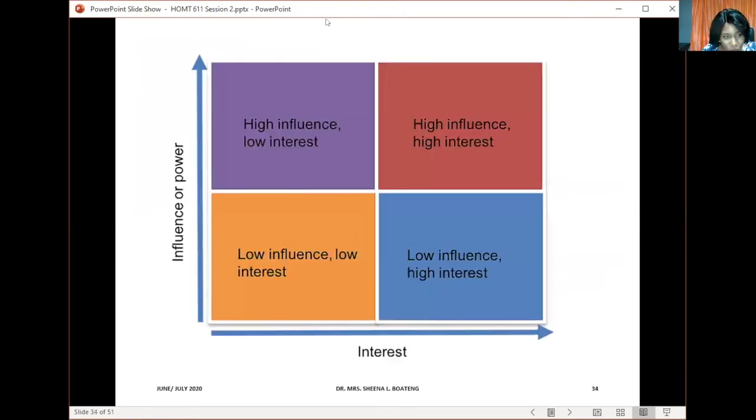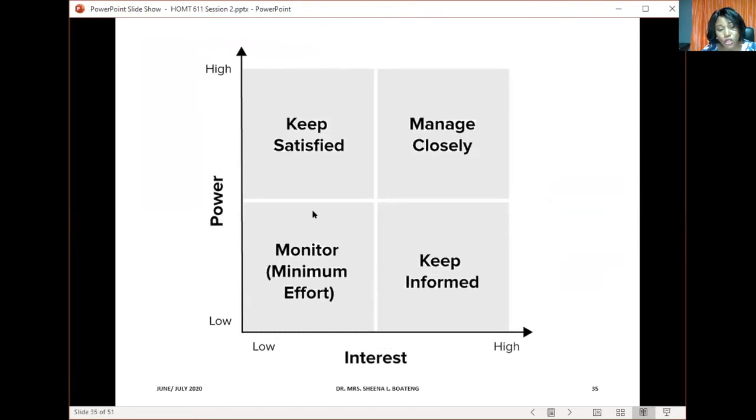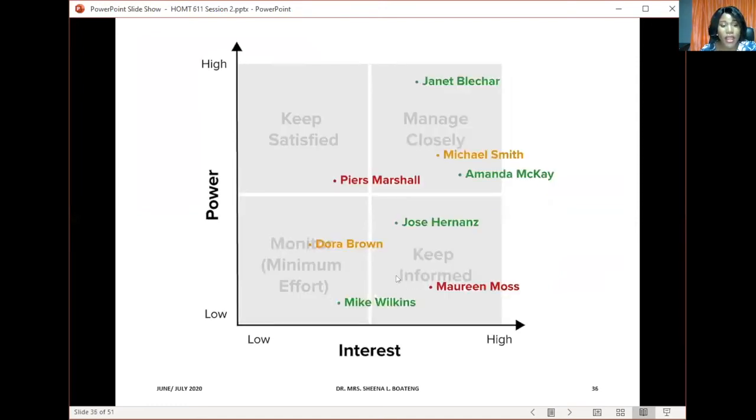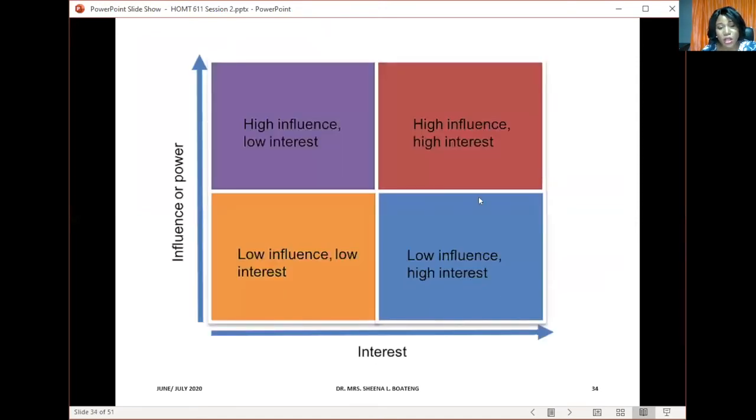However, at the bottom of that quadrant, where we have the low influence, low interest, they are not giving us that much money. And they are also not that much interested in the event. So we just have to expend minimum effort in engaging with them. However, we have to monitor them to make sure that they do not do anything that will confound the outcome of our event.